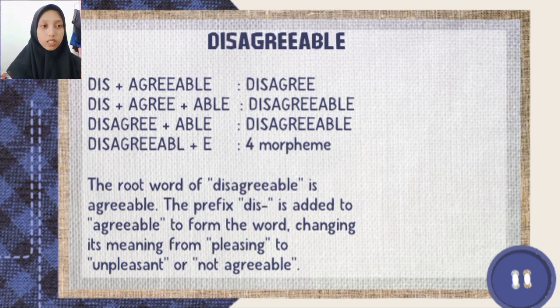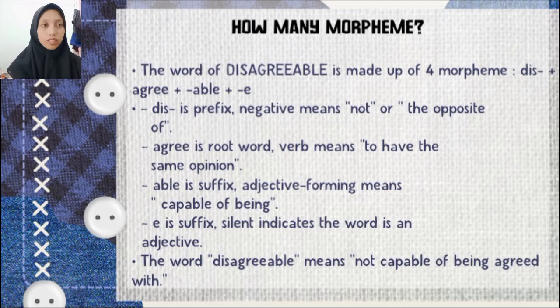The prefix dis, negative, is added to agreeable to form the word, changing its meaning from pleasing to unpleasant or not agreeable. Next is how many morphemes? The word disagreeable is made up of 4 morphemes: dis, negative, plus agree, plus able, plus y.